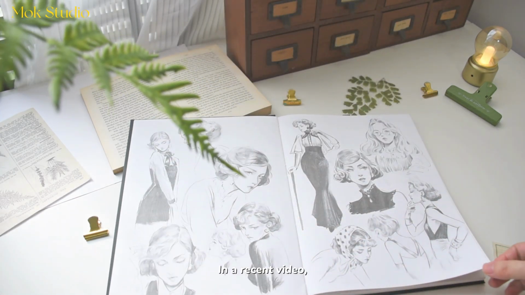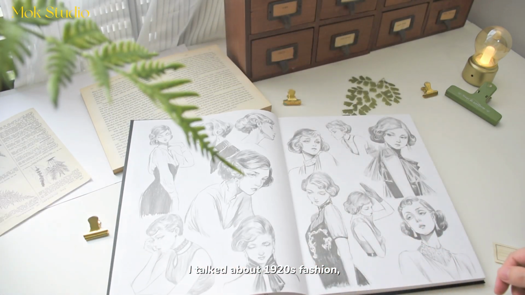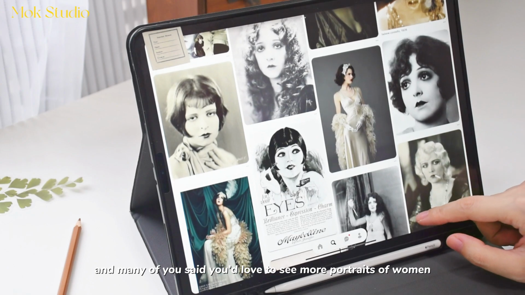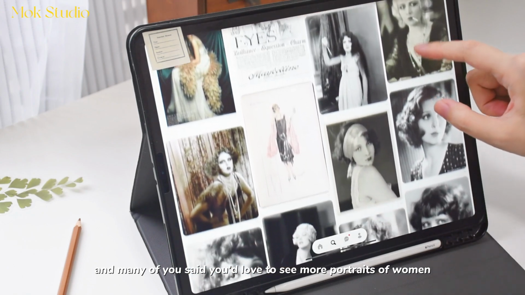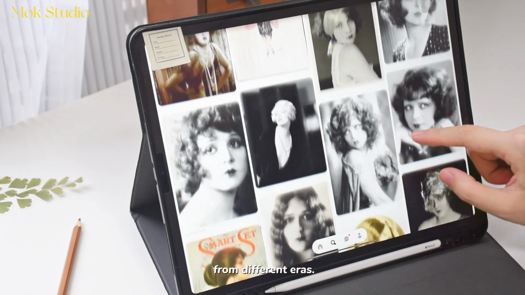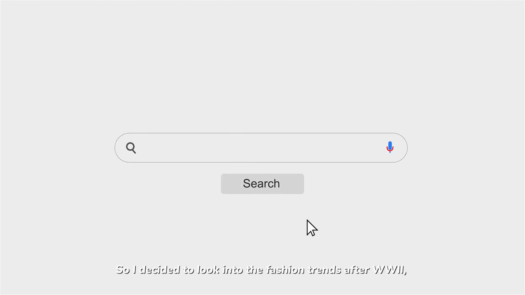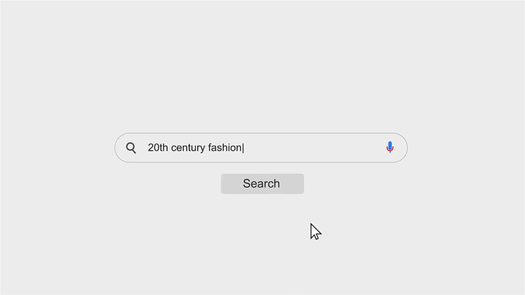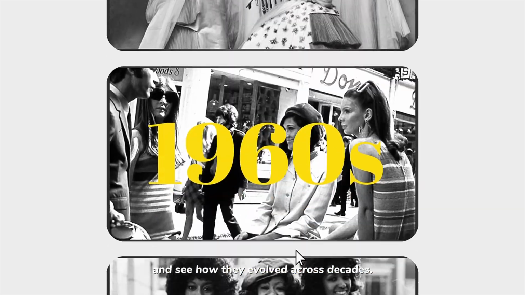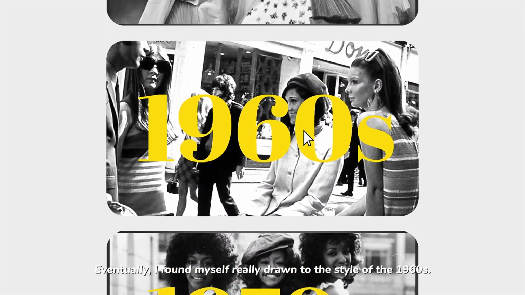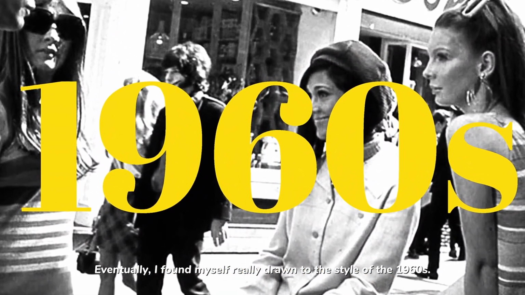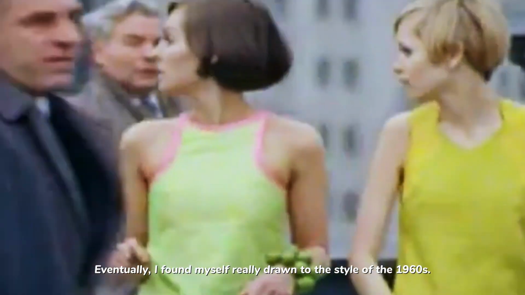In a recent video, I talked about 1920s fashion, and many of you said you would love to see more portraits of women from different eras. So I decided to look into the fashion trends after World War II and see how they evolved across decades. Eventually, I found myself really drawn to the style of the 1960s.